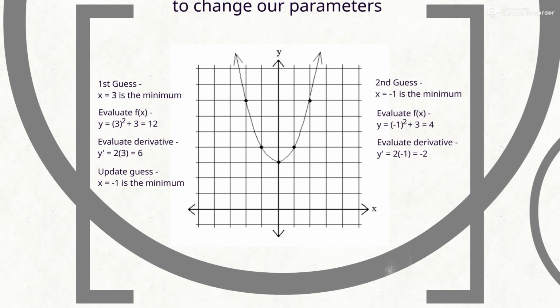Since the derivative is negative, we want to move in the opposite direction of that. Opposite of negative 2 is going to be positive 2. That's the positive direction. So we want to increase our guess slightly. Maybe we're going to update our guess and we nail it on the head. X equals 0 is the minimum.